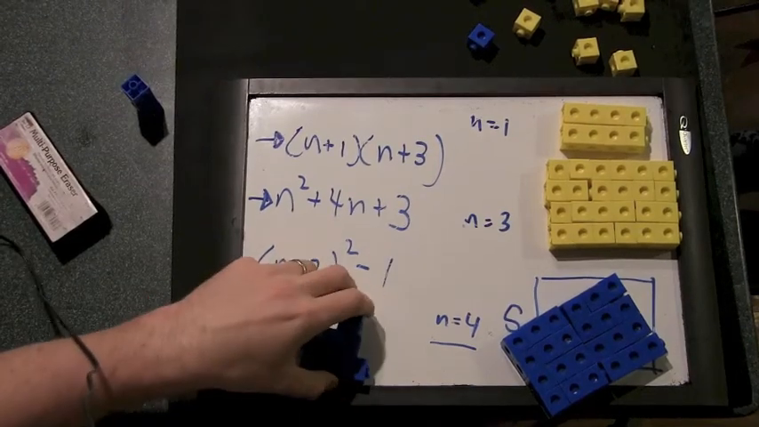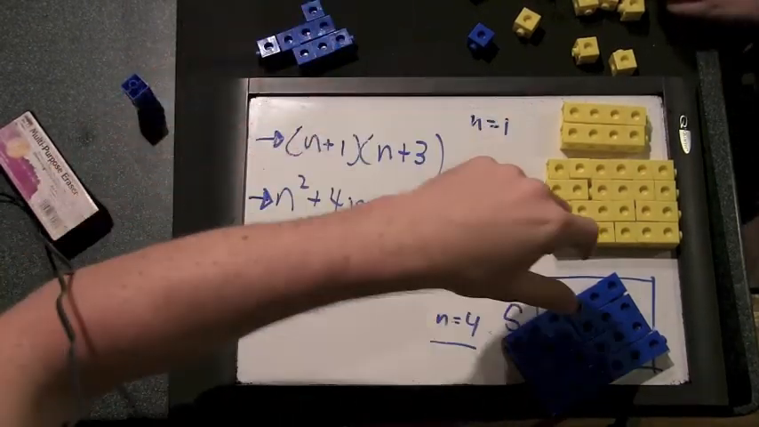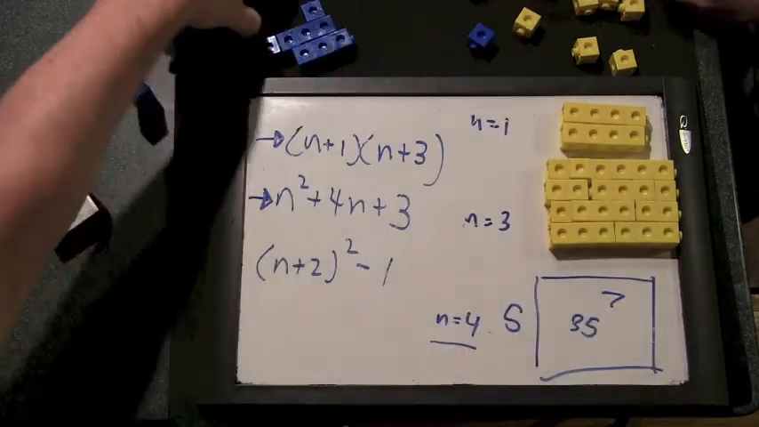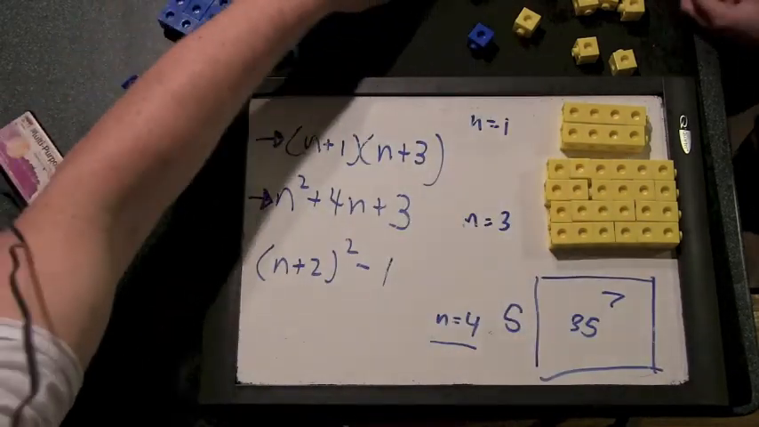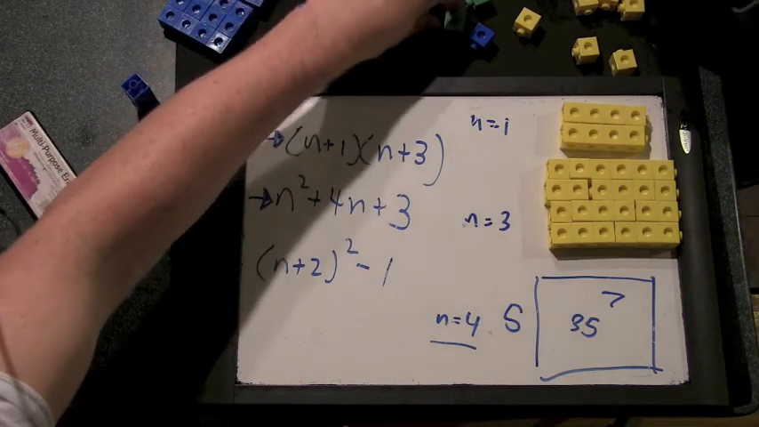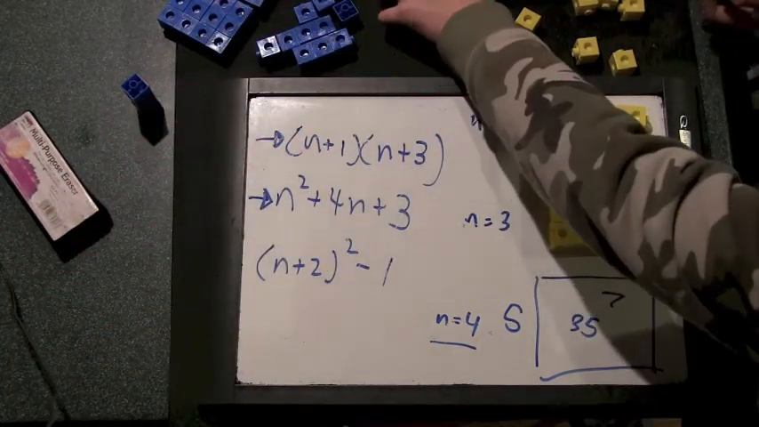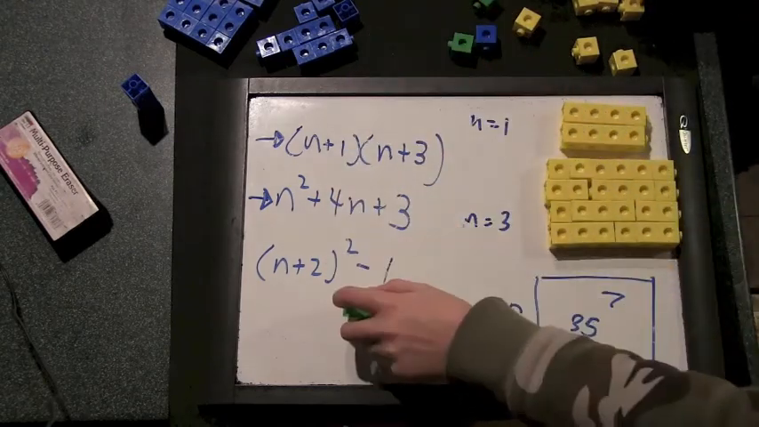Okay, so last one. Now we're going to look at n plus 2 squared minus 1. Maybe we can do these in green. All right, what do you want to do for this equation? I'll do the one value. Okay. So 3 squared.